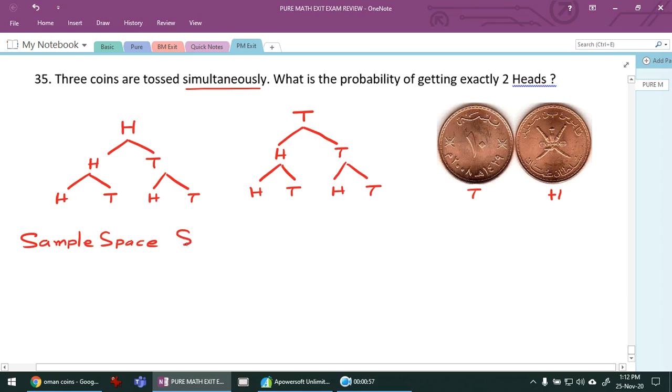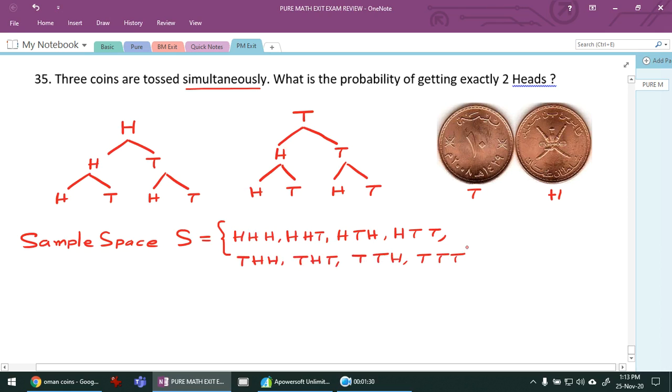What is sample space? Sample space is the list of all the outcomes. So we will start with H, H, H. Then it could be H, H, T, then H, T, H or H, T, T. Now if you start with T: T, H, H, T, H, T, T, T, H or last T, T, T. So we have 8 events in total.